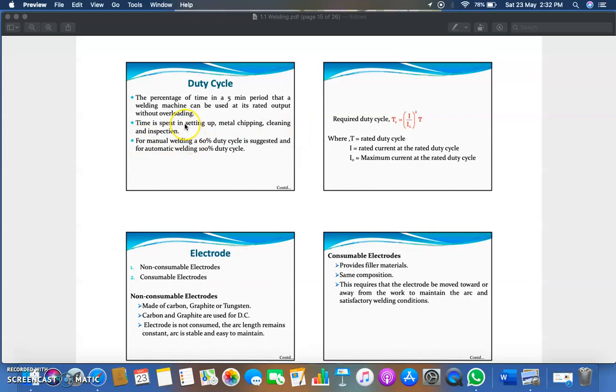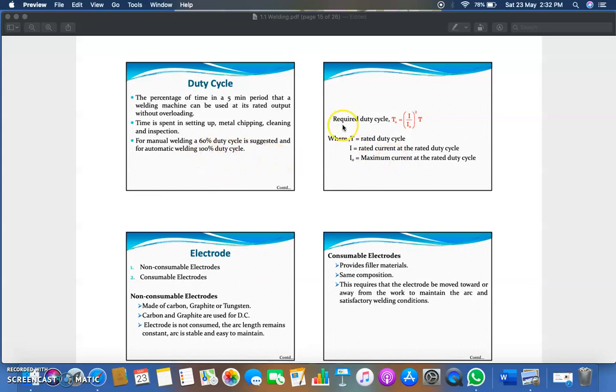If I will say, these are the negative work you are going to do, and the positive, which is required or optimum, is 60%, you can allot for the duty cycle. And for automatic welding, it becomes 100% duty cycle, because all the things are automatic. Setting up, metal chipping, cleaning and inspection, all these things are automatically done, so the duty cycle will be 100%.